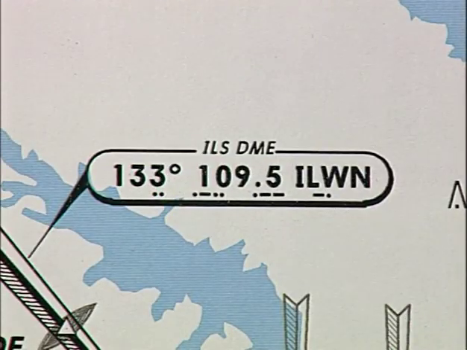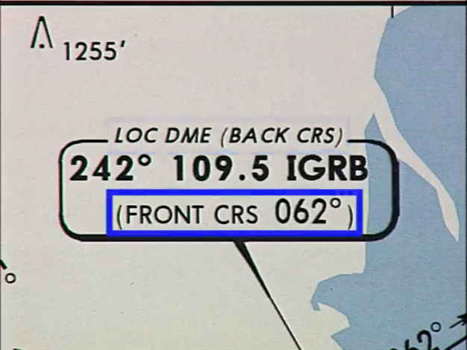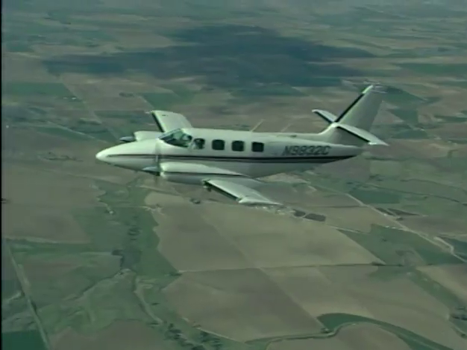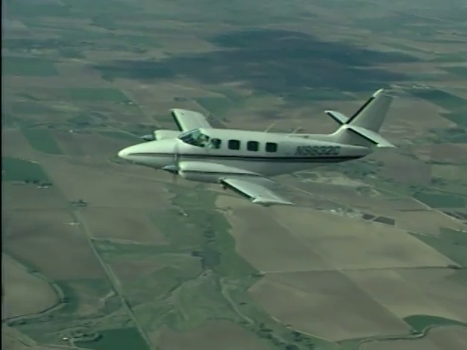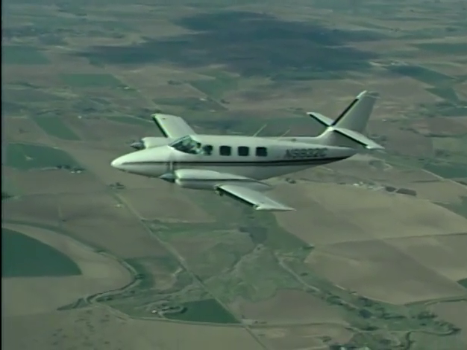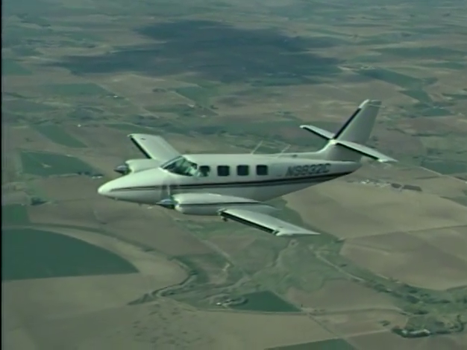If the facility is a localizer, ILS, LDA, SDF, or MLS, the nav-aid information is enclosed in an oval-shaped box. On localizer back course approaches, the front course information is also included in the box. This is provided for pilots flying aircraft equipped with an HSI. Various approach transitions are also depicted on the chart to assist you during the transition from the en route structure to the initial approach fix, or IAF, especially when the IAF is not part of the en route structure.